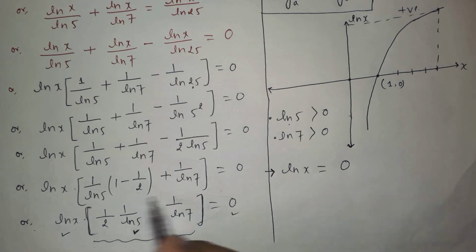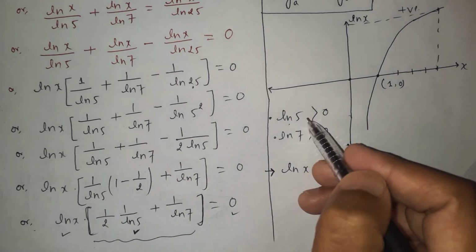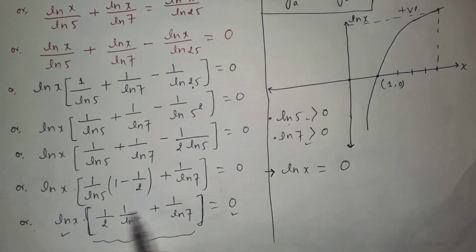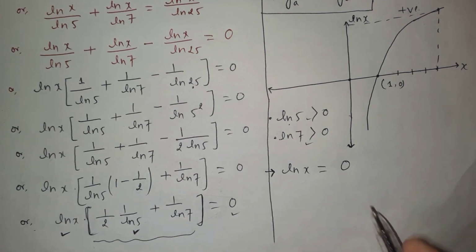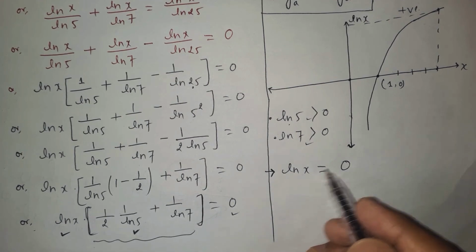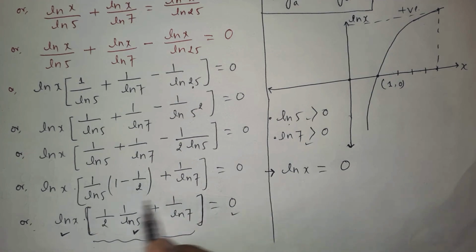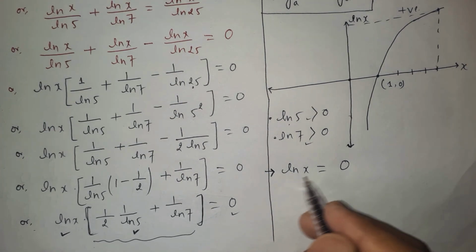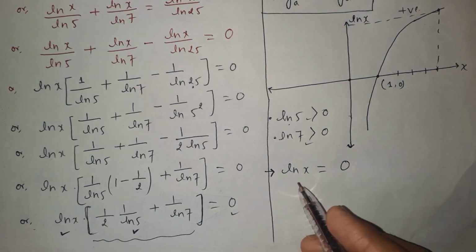This term inside the bracket cannot be equal to 0, because ln of 5 and ln of 7 both give positive results, and positive plus positive gives some positive number. So this cannot be equal to 0. So the first factor should be equal to 0, and here we equate the first factor to 0. This is the only possible condition for these equations to be 0, and we can solve this very easy logarithmic equation.